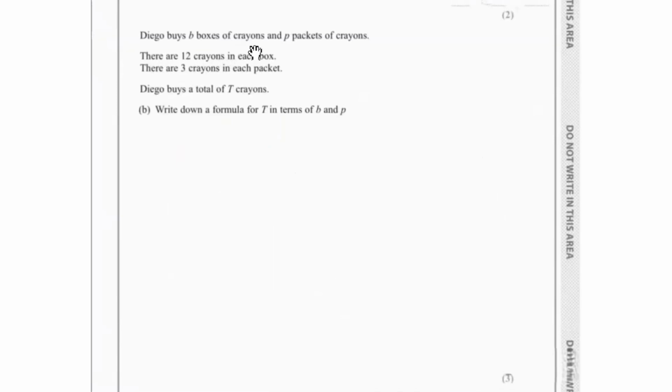Then Diego buys B boxes of crayons and P packets of crayons. There are 12 crayons in each box. There are 3 crayons in each packet. Diego buys a total of T crayons. Write down a formula for T in terms of B and P. So T equals 12B plus 3P. Because B is the number of boxes, there are 12 crayons in each box, so 12 times B. And there are 3 crayons in each packet, so 3 times P. That's it.